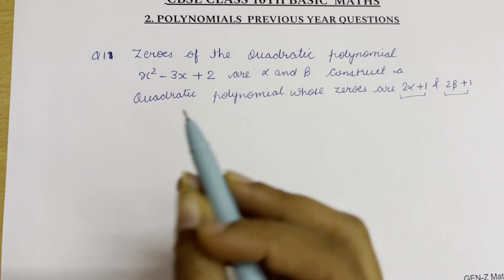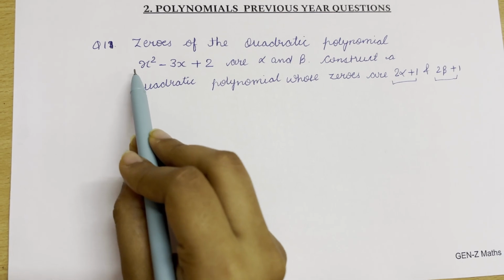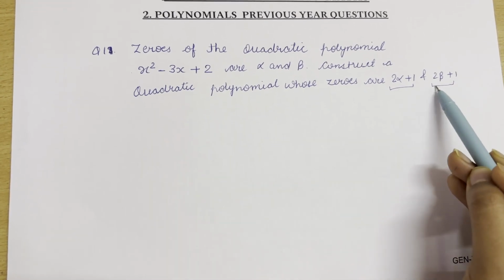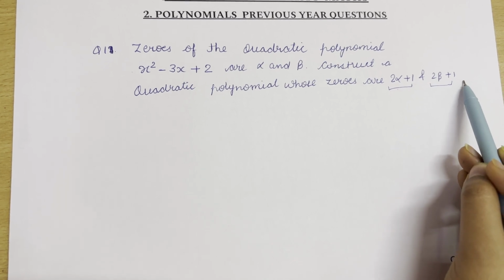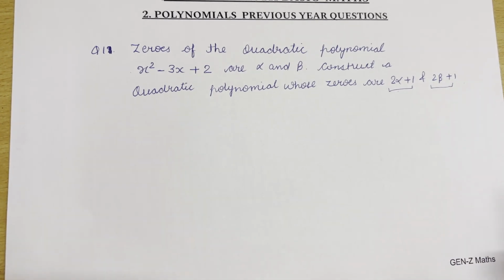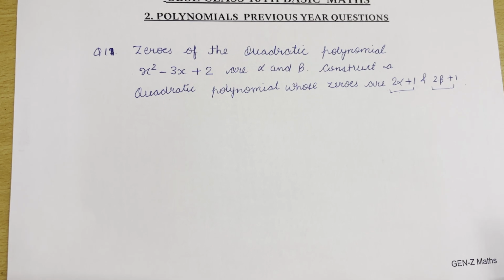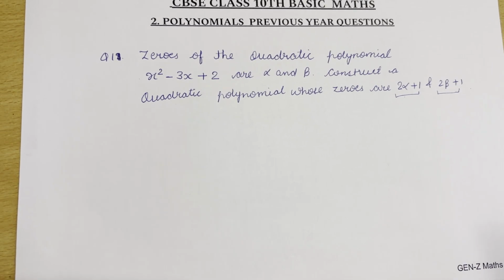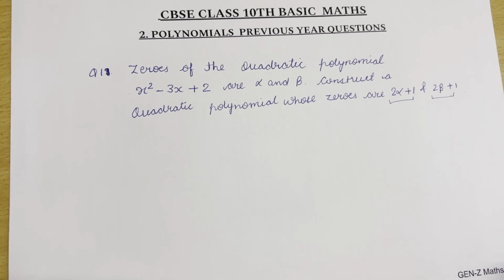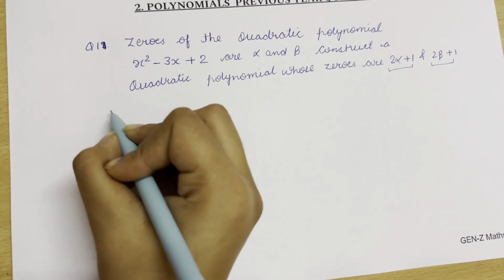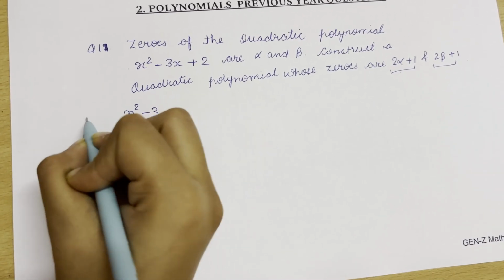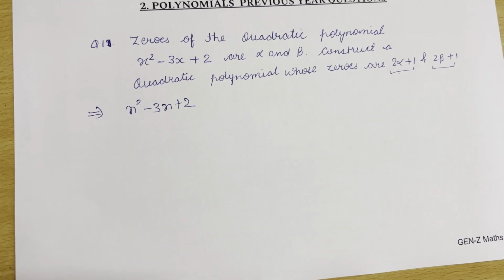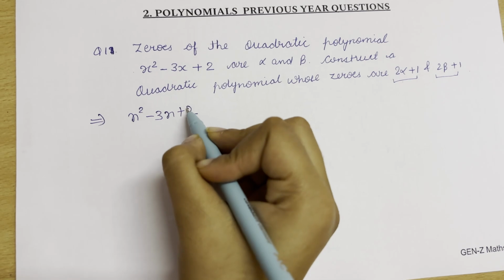So what we'll do, first of all, we'll find the zeros of this polynomial, then we'll find the value of 2 alpha plus 1 and 2 beta plus 1, and then we'll use the formula to substitute the sum of the zeros and product of zeros, and we'll find a quadratic equation. So let's begin. First of all, I'll split the middle term of this quadratic polynomial and find the value of alpha and beta.